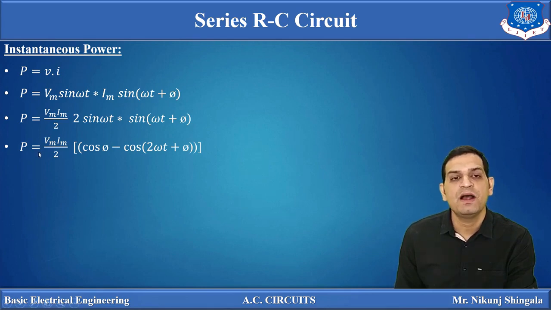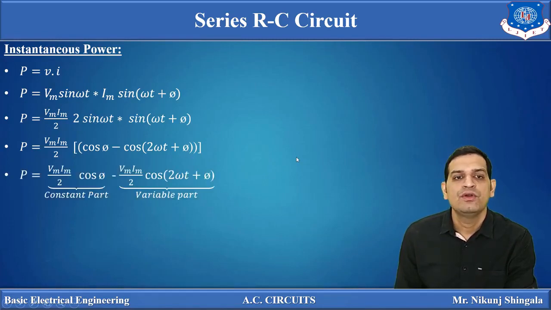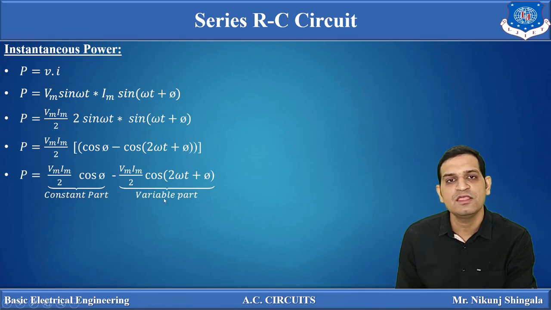So instantaneous power consists of two terms. One is a DC term and one is a fluctuating term. If we solve this, we get P equal to Vm Im divided by 2 into cos phi, minus Vm Im divided by 2 cos of (2 omega t plus phi). Now this is the constant part because it does not consist of any time variable omega t, and this is a variable part because it consists of 2 omega t terms.